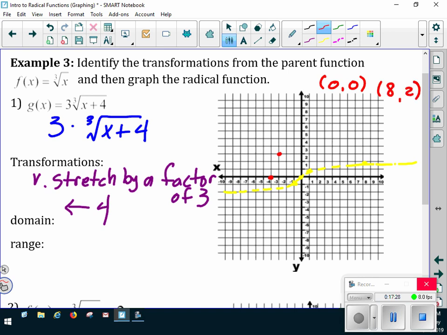8, 2. What happens? The y is multiplied by 3. So what's that point going to become? 8, 6. And then 4 left.